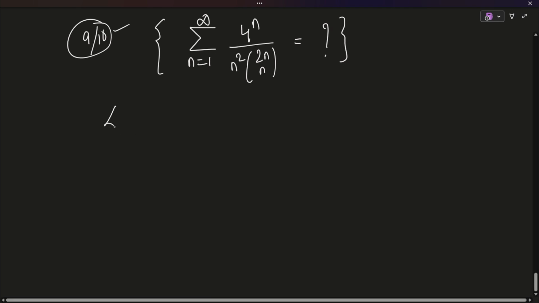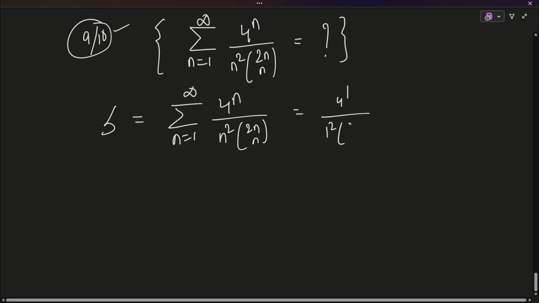Okay, so first let's name our summation as S, and S is equal to the sum from n equals 1 to infinity of 4 to the power n upon n squared, 2n C n. So in general, the sum looks like this. It has powers of 4 here. So it starts like 4 to the power 1 upon 1 squared, 2C1, right? And then it goes like 4 squared by 2 squared, and then you have 4C2. And it goes on like this.